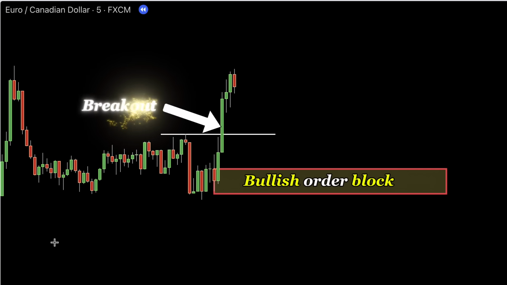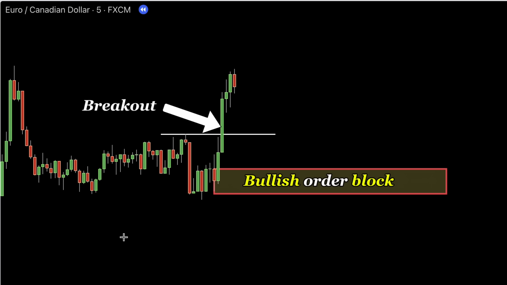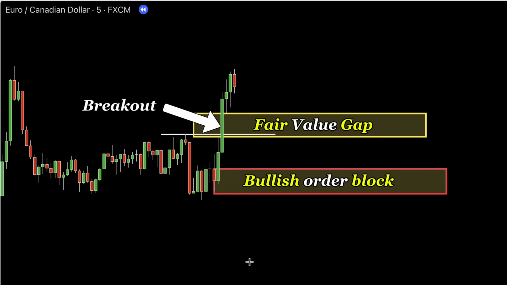First, there is a break of structure. Price pushes above a recent high, signaling a shift in momentum toward the upside. Next, we can clearly see a fair value gap created by an imbalance between recent candles. This gap represents an area where price may return before continuing higher.